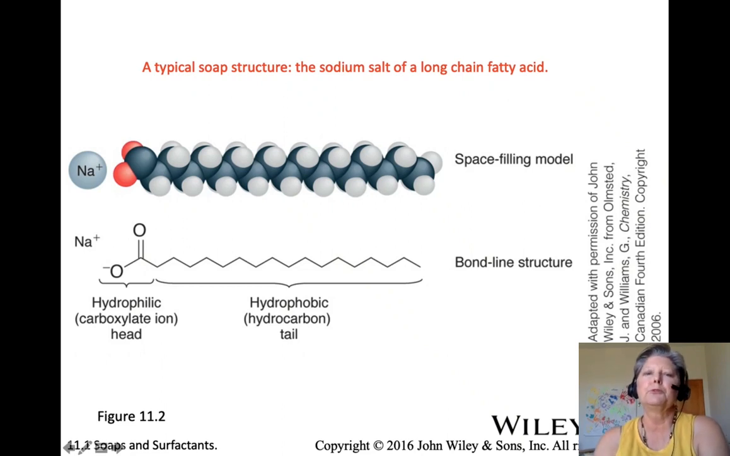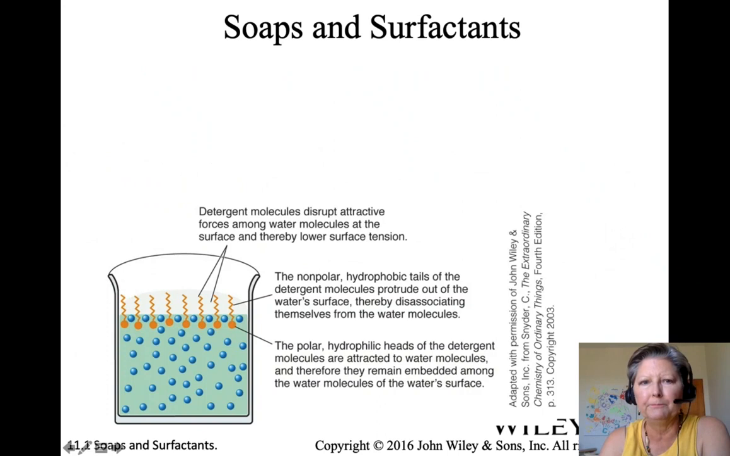This is a typical soap structure. I said it was a sodium salt of a long chain fatty acid. You should know that. You don't have to draw out structures in this class though. But you can see the hydrophilic end with the sodium positive. It's very polar, and the negative, we call that a carboxylate ion. It's a carbon and two oxygens and a negative charge. And then it has that long hydrophobic chain that comes from the oil.